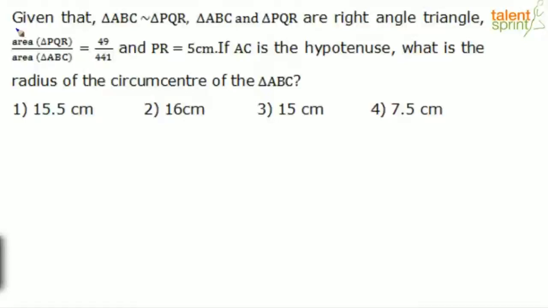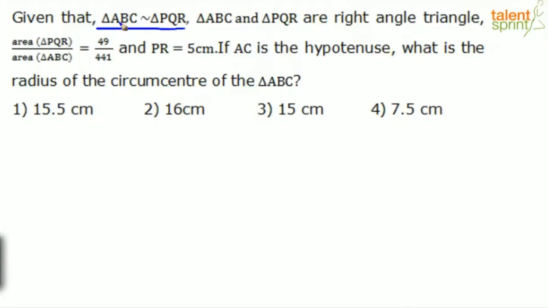The question says, given that triangle ABC is similar to triangle PQR and ABC and PQR are right angle triangles, right? So very important. The first point given here is that these two are similar triangles, right? Now there are many properties associated with similar triangles, many important theorems that we know. So you all have to recollect those quickly and try to use the right one here.